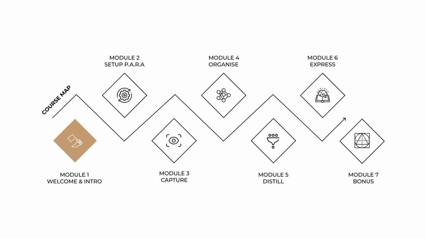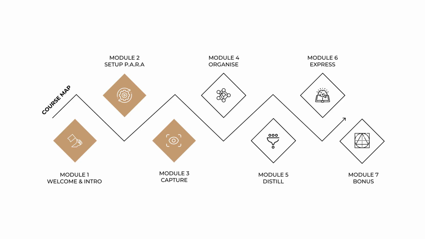The first module, which you're already in, is an introduction, where I'll be getting you ready to make the most out of this course. In module 2, we'll be implementing the P.A.R.A framework, which is the backbone of your second brain in Notion, and personalizing it a little bit. We'll then shift gears into module 3, where you'll be learning about the methods for capturing information to put in your second brain. Module 4 is all about the methods for organizing what comes into your second brain.